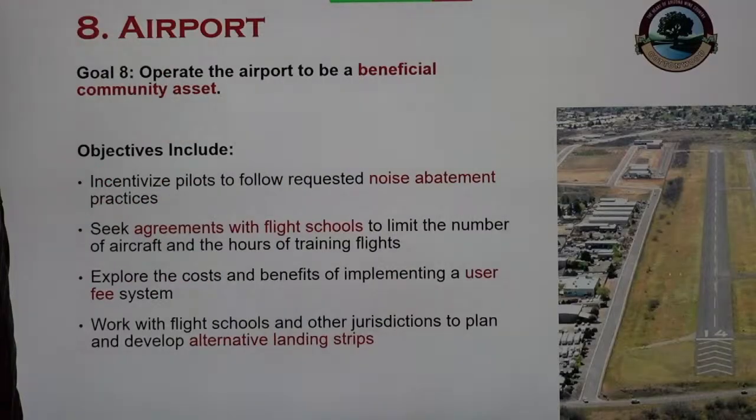Airport, we have an element devoted entirely to the airport. The idea here is to operate the airport to be a beneficial community asset. And we've got some objectives, and some of these came about through the public hearing and public meeting process we had at the vision and values stage. So objectives here would include looking at incentivizing pilots to follow requested noise abatement practices, also seeking agreements with flight schools to limit the number of aircraft and the hours of training flights, explore the costs and benefits of implementing a user fee system, and work with flight schools and other jurisdictions to plan and develop alternative landing strips.